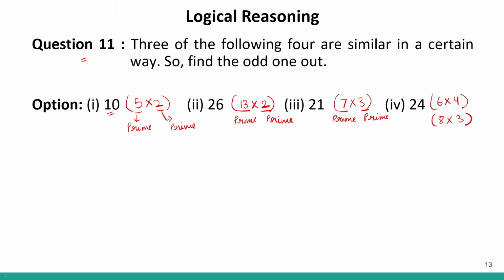this number. But over here, if we look at the first case, that is 6 into 4, it is still a composite number into composite number. And even in this case, if we take 3 to be prime, the other number is a composite number. So only in case number 1, 2 and 3, we were multiplying a prime number by a prime number. So option number 4 is different. Therefore, option number 4 will be the correct answer. Clear?